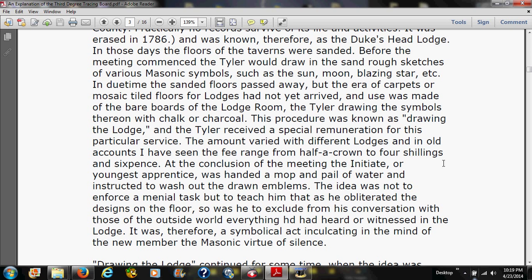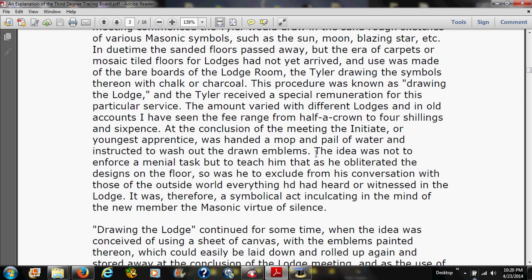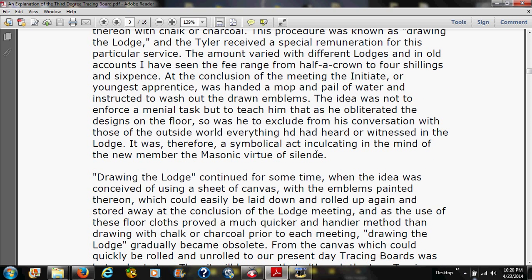At the conclusion of the meeting, the initiate, or youngest apprentice, was handed a mop and a pail of water and instructed to wash out the drawn emblems, as if erasing the spells that they have just cast with those symbols. And that's, you know, who else draws symbols on the floor? Who else? Theosophy. The Satanists or Luciferians or any type of dealing with magic, incantations, summonings, and various things.